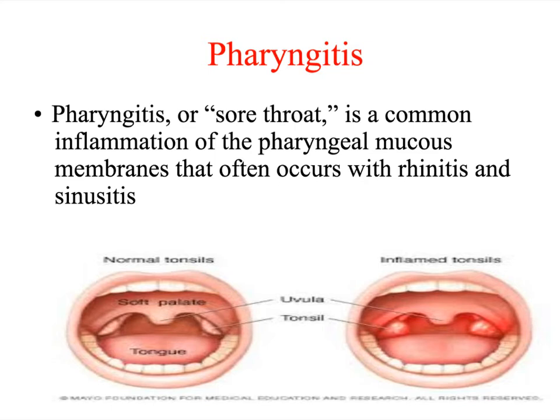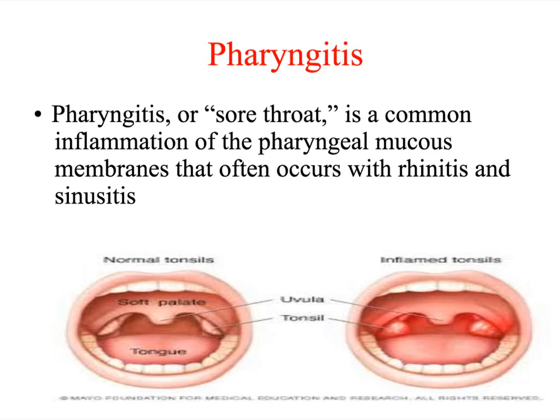So if you've got an inflamed nasal passageway and inflamed sinuses, you can have some dripping, especially at night. If they lie flat, it can drip into the back of their throat. So a lot of times they'll wake up in the morning coughing and with a sore throat. That's a postnasal drip associated with rhinitis and sinusitis.